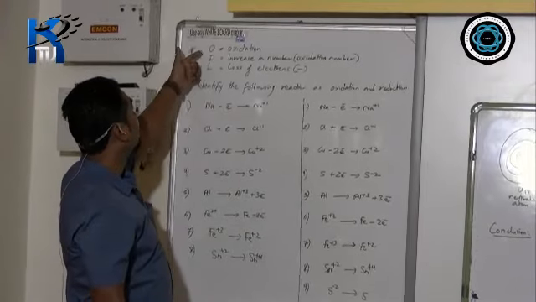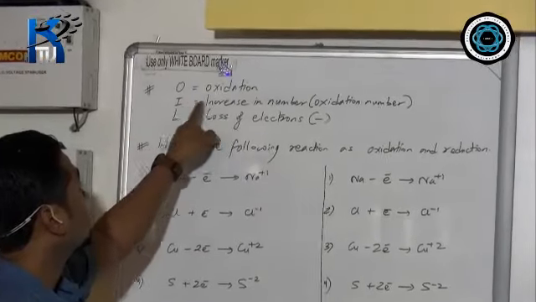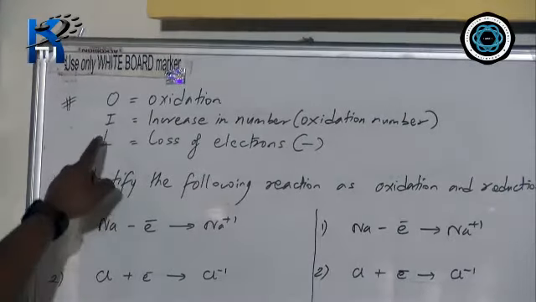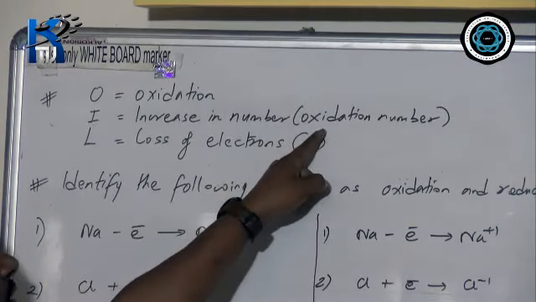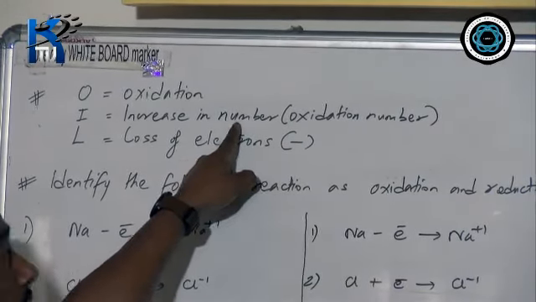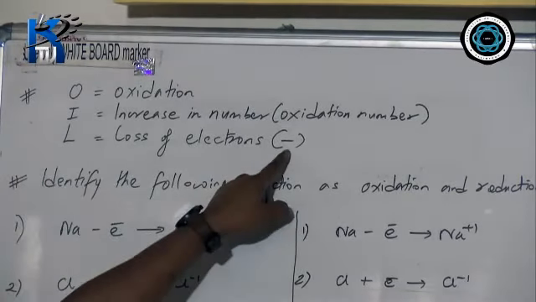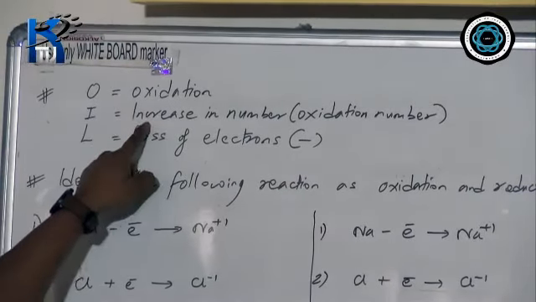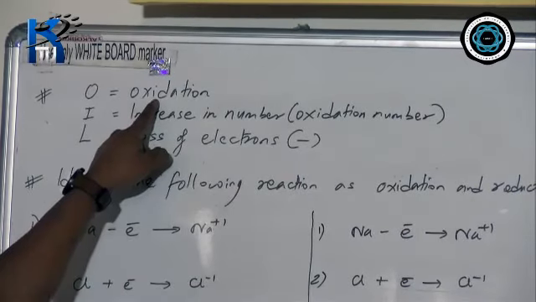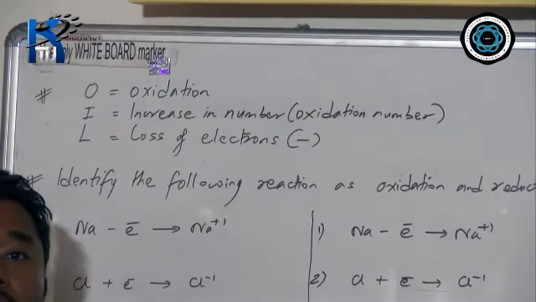I gave you the word OIL in my last class, in which O stands for oxidation, I stands for increase in number, and L stands for loss of electrons. Do remember, I stands for increase in oxidation number in higher studies, but for now remember it simply as a number. So if increase in the number, loss of electron, represented by the sign minus, is oxidation, then decrease in the number, gain of electron, represented by the sign plus, will be reduction. So remember OIL for oxidation, and make it opposite for reduction.